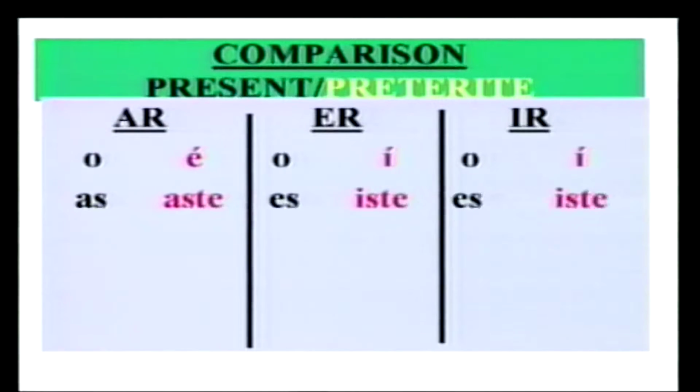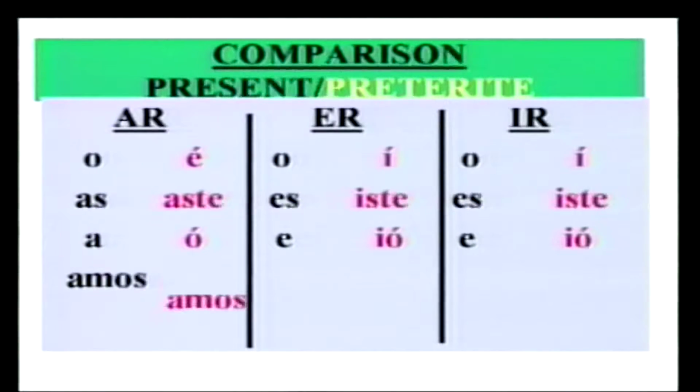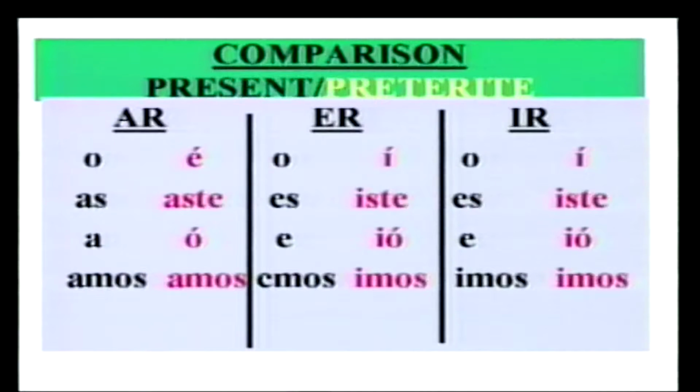The tú form, the third person singular, the he, she, usted form. The we form, the first person plural. Again, notice in the black we're talking about the present tense ending, and that's what you would add to the stem of a regular verb.